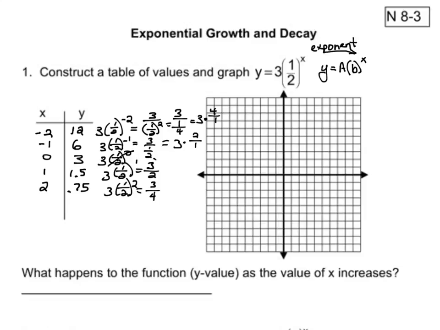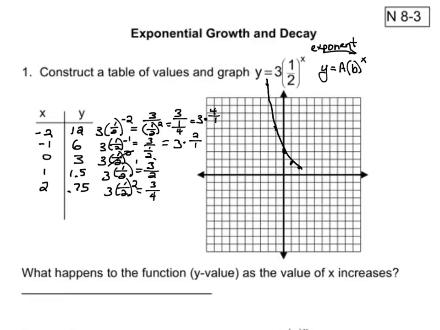So we're going to go over here. And at -2, we're off the charts. We're up here at 12. At -1, we're at 6. Right there. Okay. At 0, we have 3. At 1, 1.5. And at 2, it's 0.75. And if we connect this, it's going to look something like this.